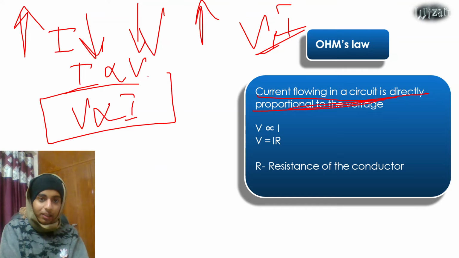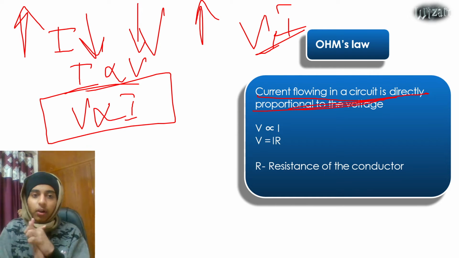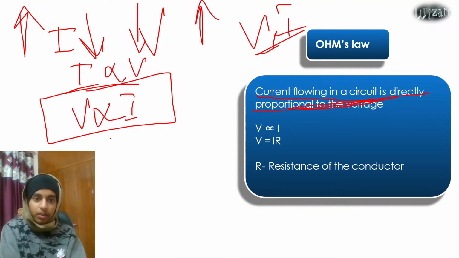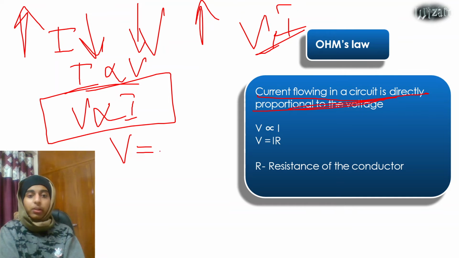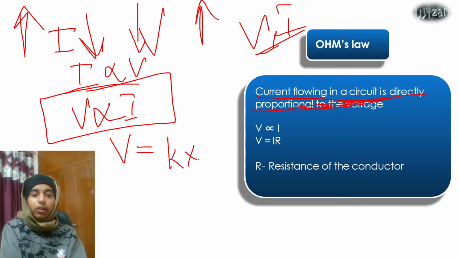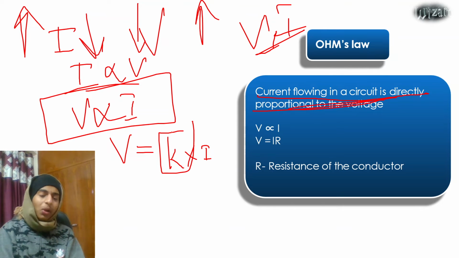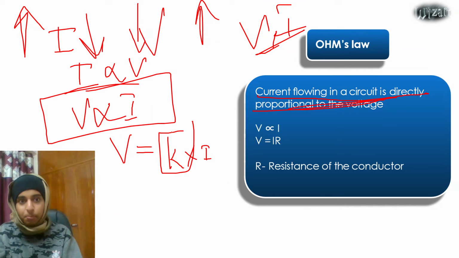It means V is directly proportional to R. So children, always remember, whenever you have such a thing, the directly proportional symbol can be converted into an equals-to sign by adding a constant multiplied by I. This constant can be K or anything. This is a directly proportional relation.